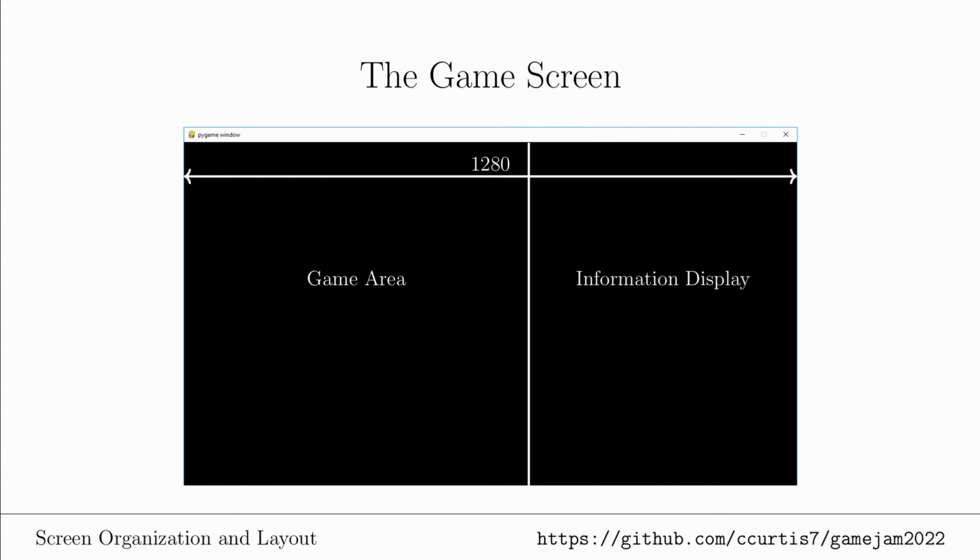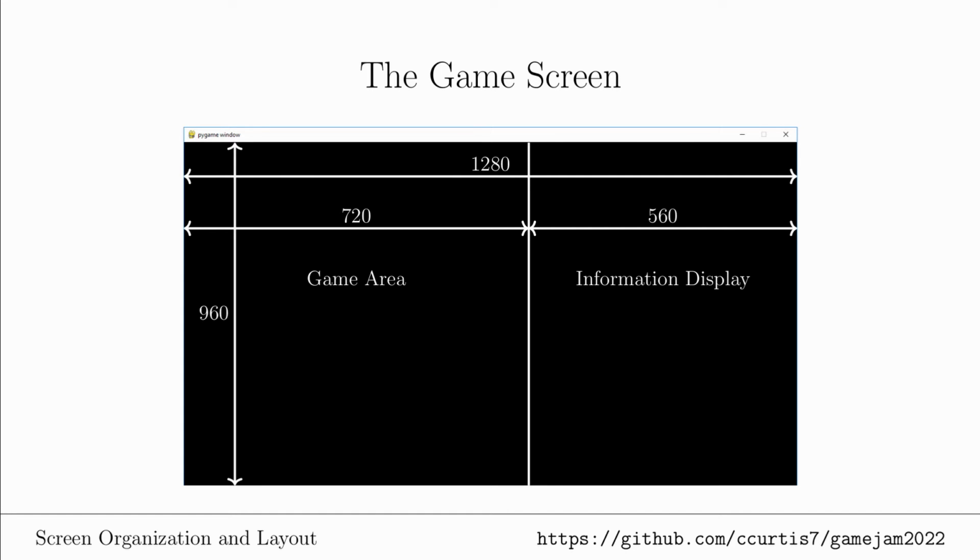We'll keep the full window width at 1280 with 720 pixels for the game window and the remaining 560 pixels for the information display. The height will remain at 960. You can do whatever you want for your game. The goal for this video is to get some graphics onto our screen.